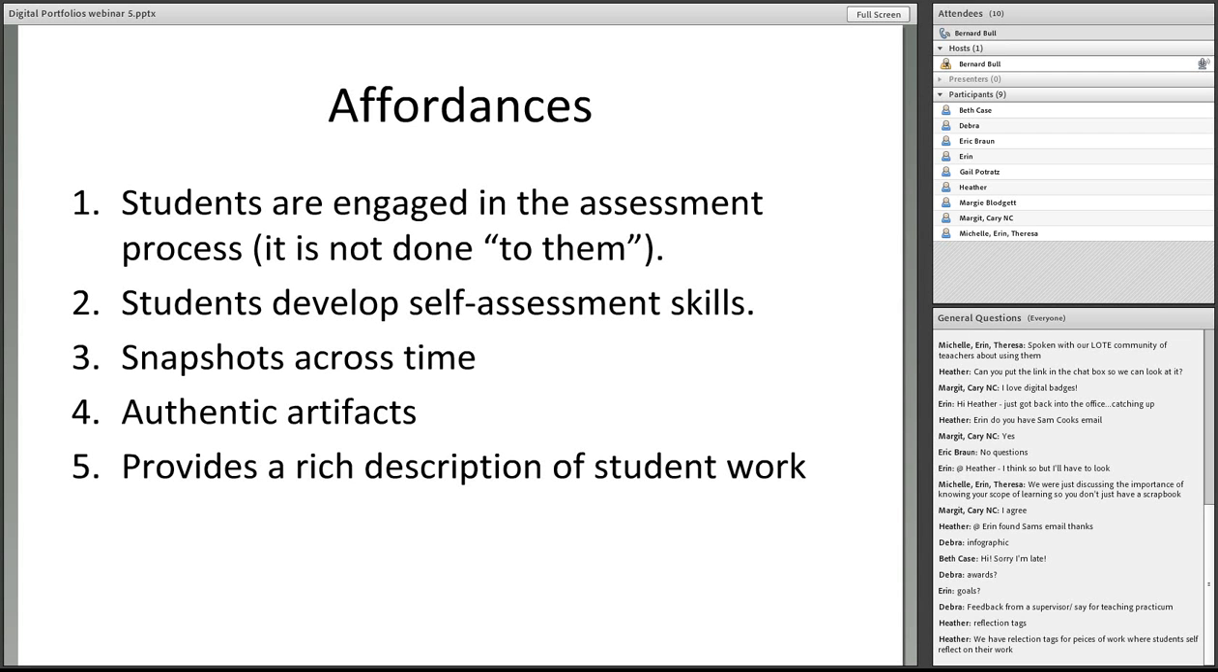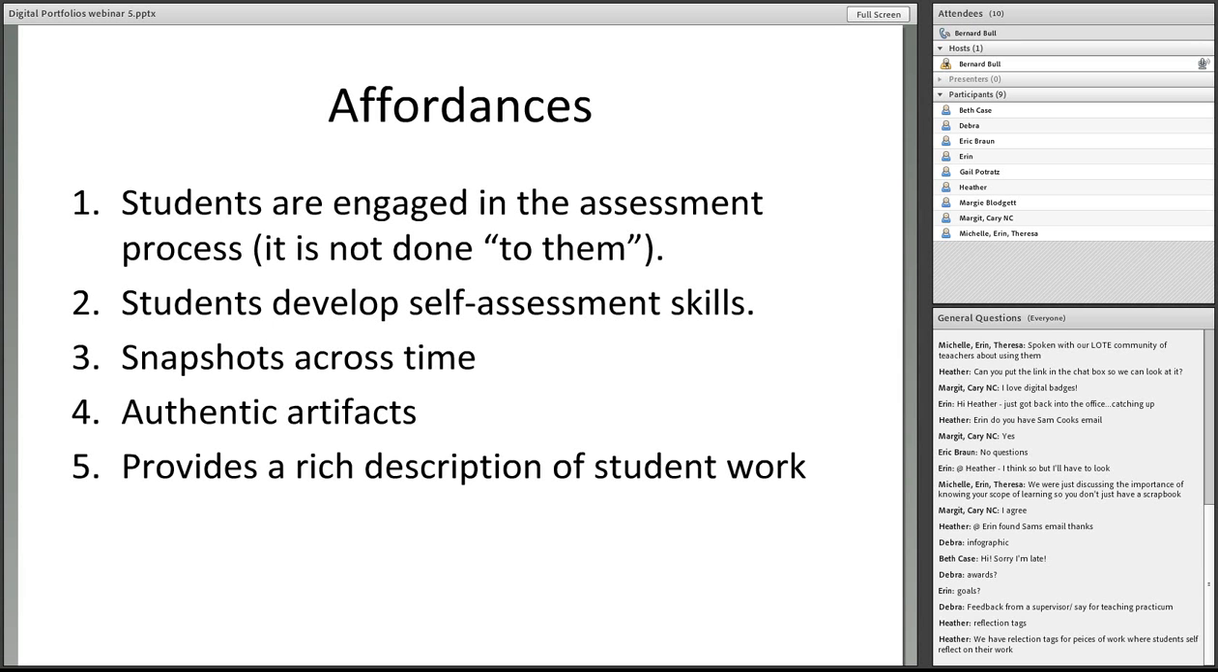And even then, when we look at the individual pieces, we don't know exactly why they got it correct or incorrect. And yet with a portfolio, we can get into that. We can actually have the learners provide a rich description of what they were thinking when they created this product and what they learned from it. And things can become much clearer, much more transparent when we look at this.